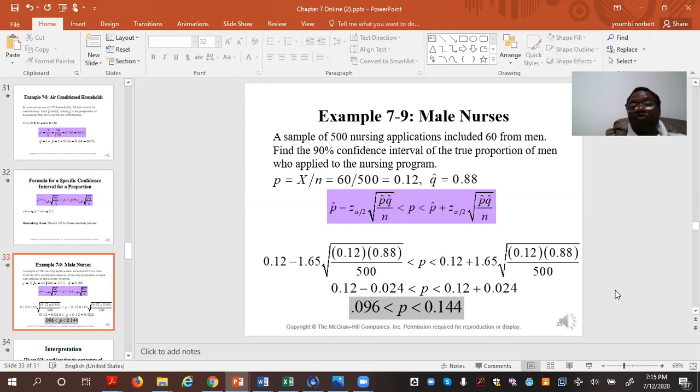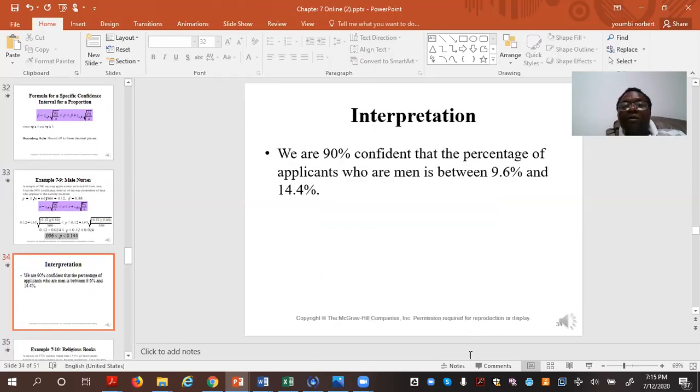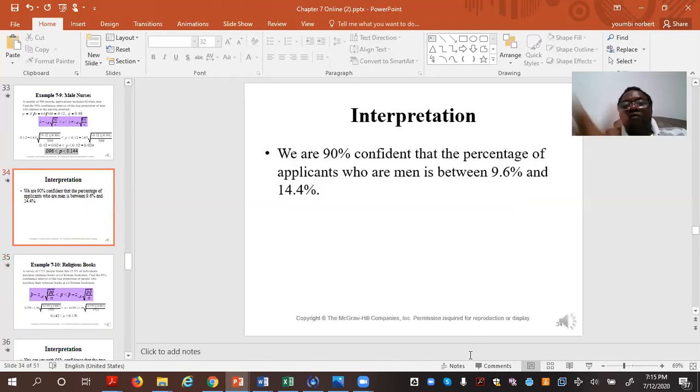So when you are using a calculator, that's what you will do. But it's good for you to learn this algebra that we are doing here. If you had a TI-83 calculator, you will not know the algebra, but you will get the answer. So the interpretation is that we are 90% confident that the percentage of applicants who are men is between 9.6 and 14.4%.